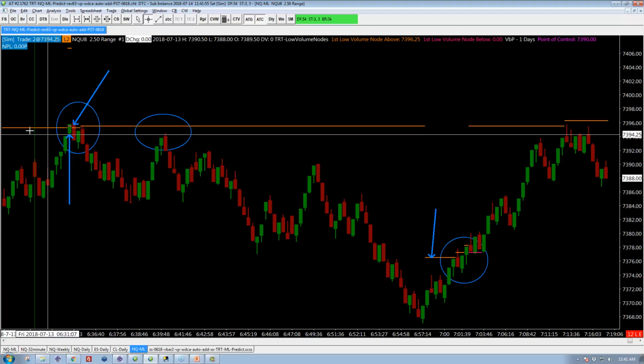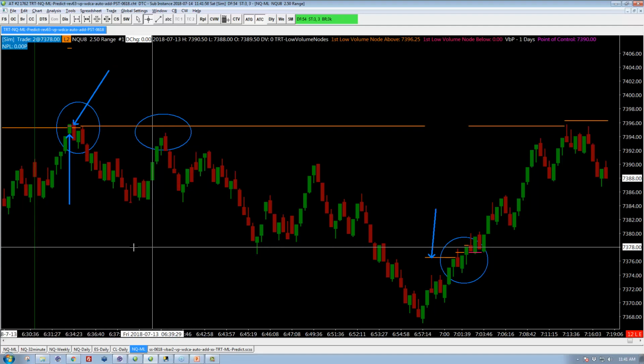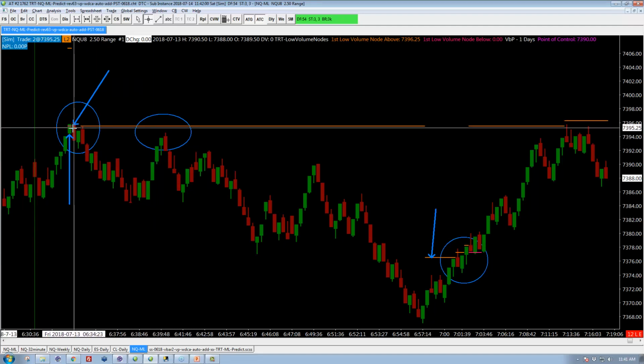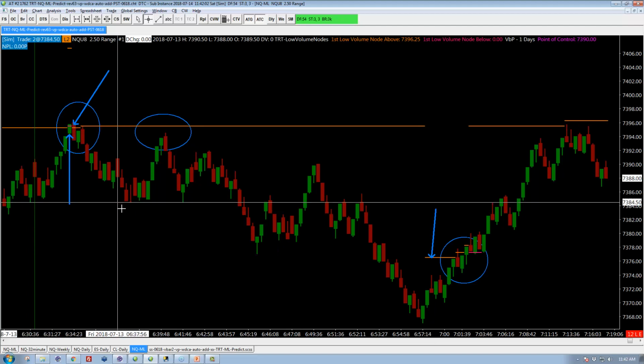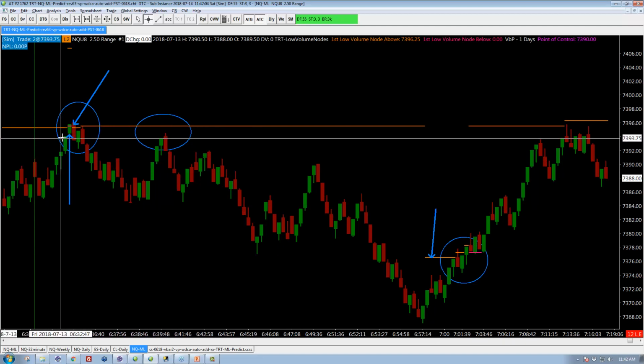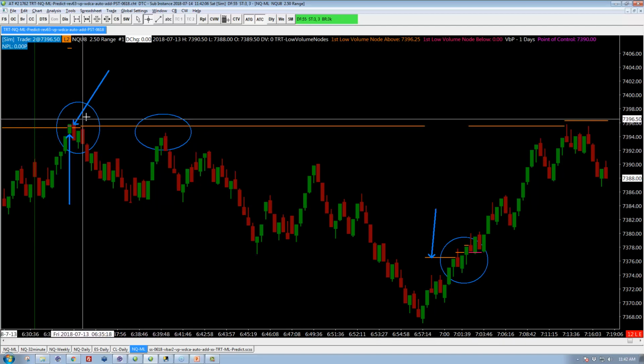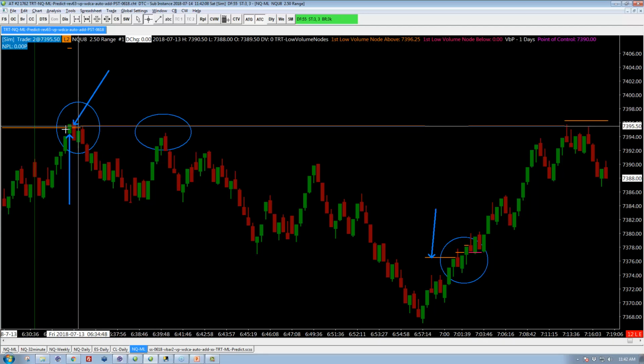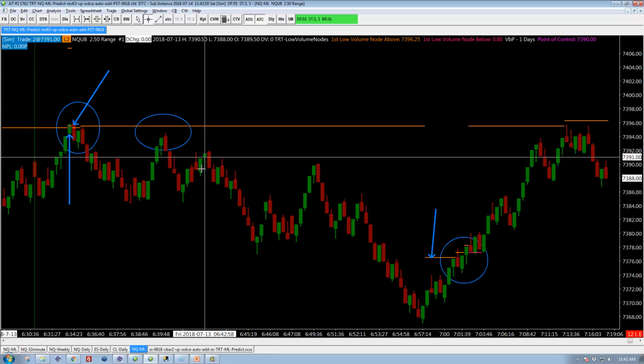Either bouncing off of it or blowing through it. So we can use the machine learning system to help us make that decision, right? Bounce off or blow through. We don't need to develop some strategy on what to do. The machine learning is going to do that for us.